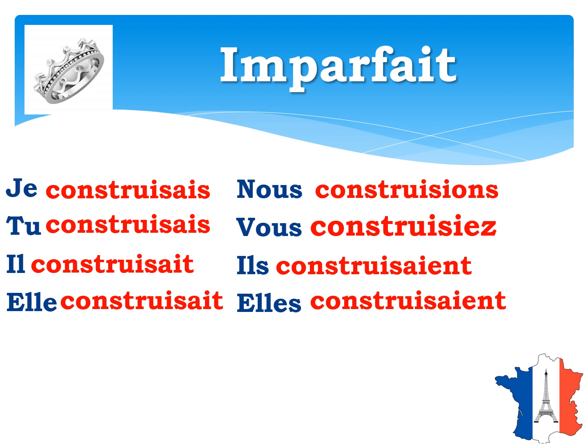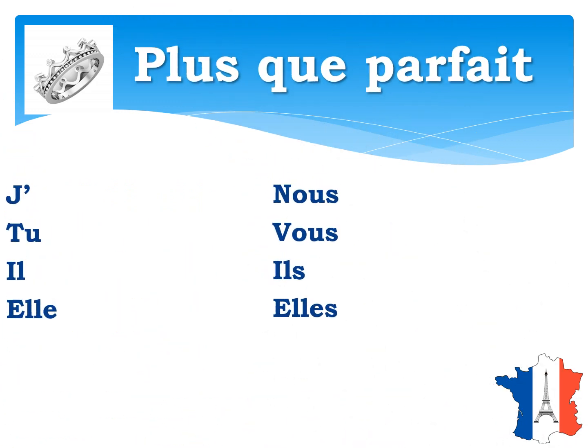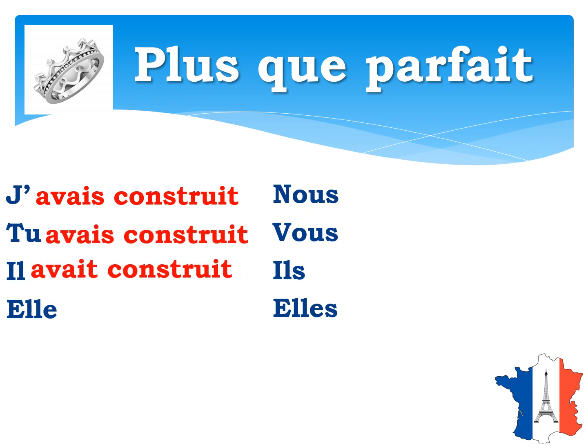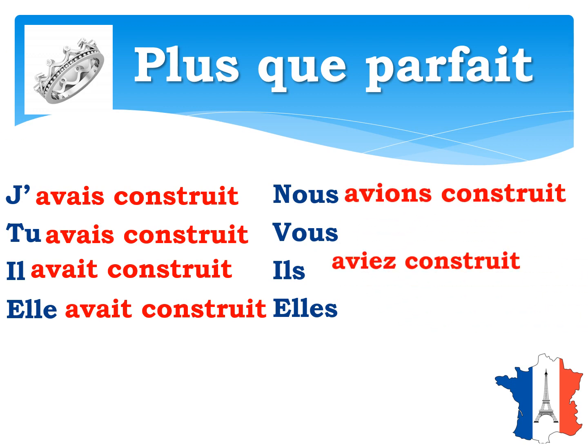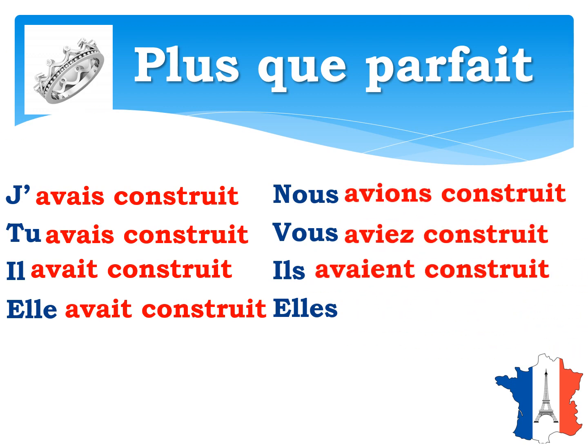Then we have the plus-que-parfait conjugation. Plus-que-parfait is auxiliary verb avoir in imparfait plus the past participle. So, j'avais construit, tu avais construit, il avait construit, elle avait construit, nous avions construit, vous aviez construit, ils avaient construit, elles avaient construit.